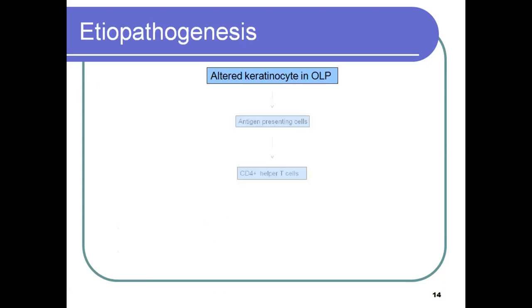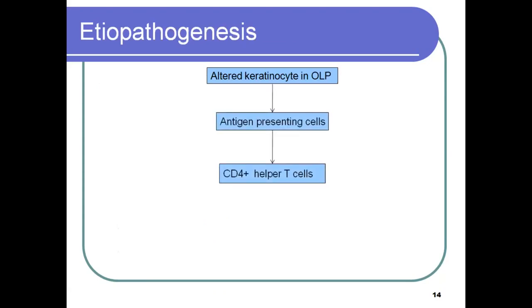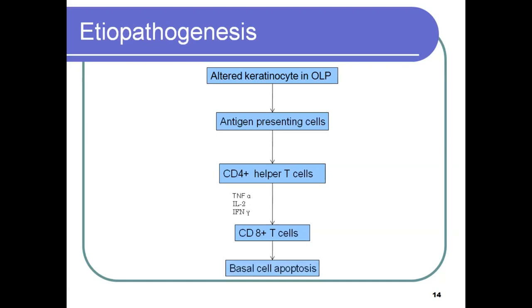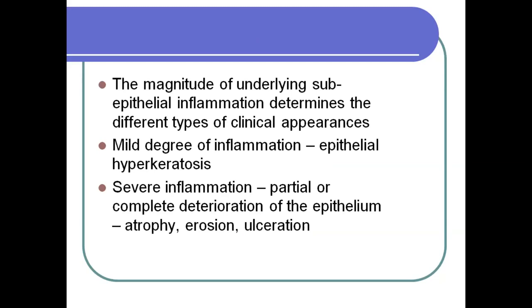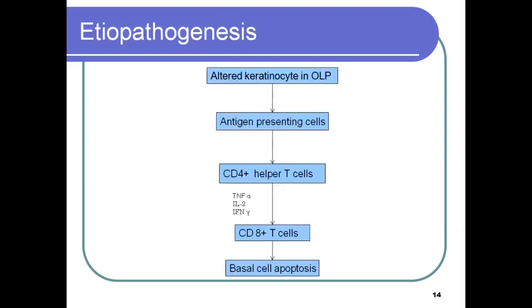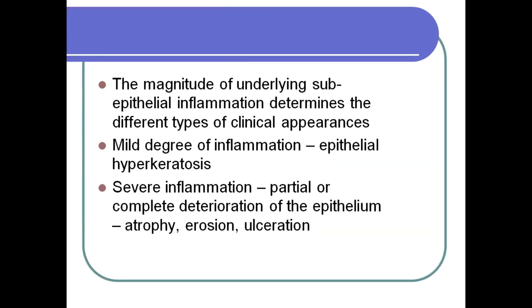And the etiopathogenesis could be that it is an autoimmune disease. It could be the changed keratinocyte presenting as antigen, and it is affecting CD4 and CD8 helper cells, which ultimately causes basal cell apoptosis. So the magnitude of underlying subepithelial inflammation determines the type of clinical appearance. So what is happening at the subepithelial level determines its clinical appearance.